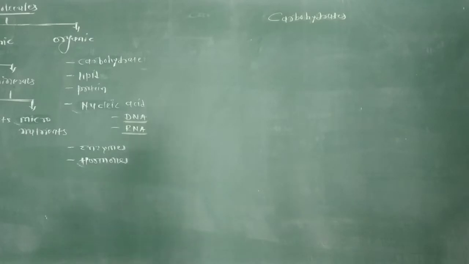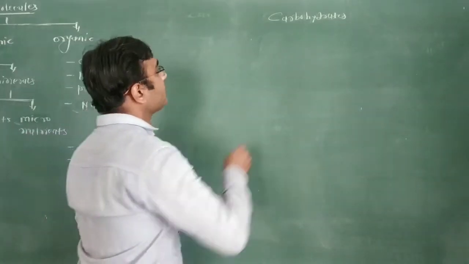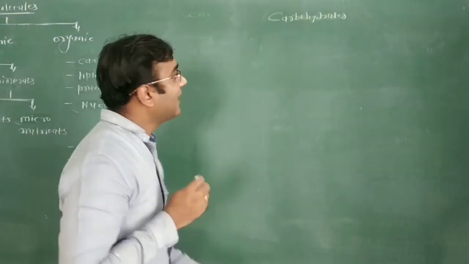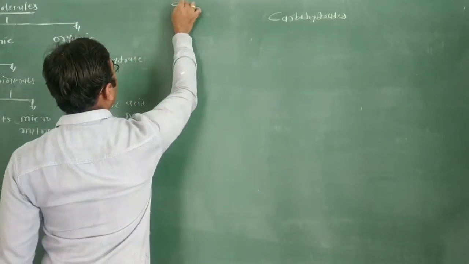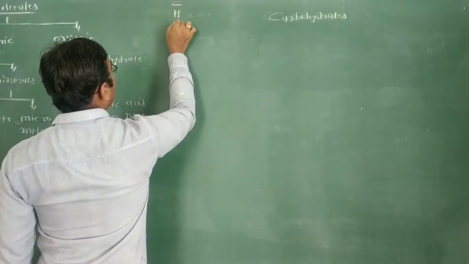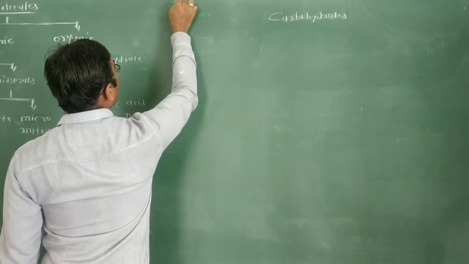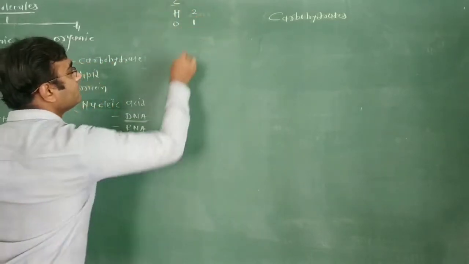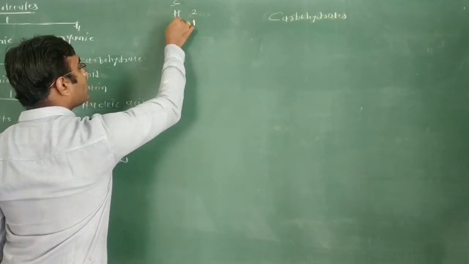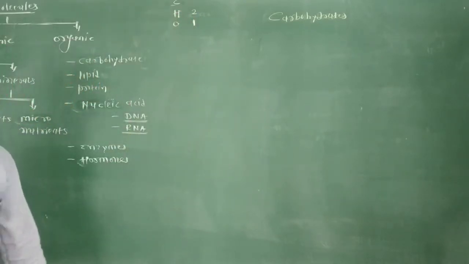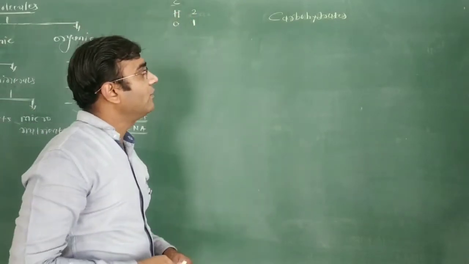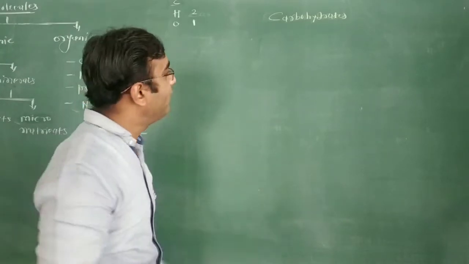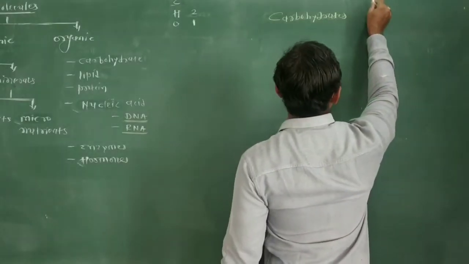First, our organic chemical, that is carbohydrate. Carbohydrate is made up of carbon, hydrogen and oxygen. Here the ratio of hydrogen to oxygen is 2:1, meaning 2 atoms of hydrogen to 1 atom of oxygen in the composition of carbohydrate. Now the general formula for the carbohydrate.